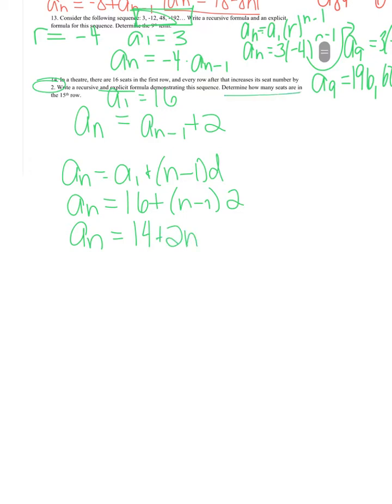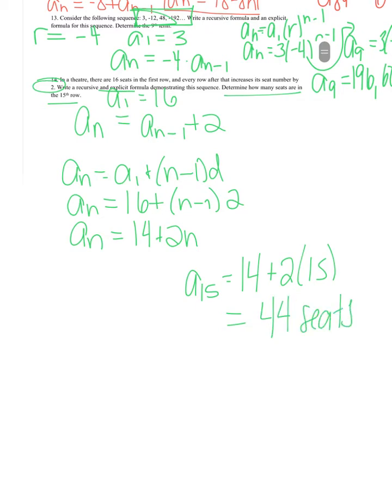So for this part, determine how many seats are in the 15th row. I would do a sub 15 is equal to 14 plus 2 times n, where n is 15. So this here is 30 plus 14, which is 44 seats in the 15th row.